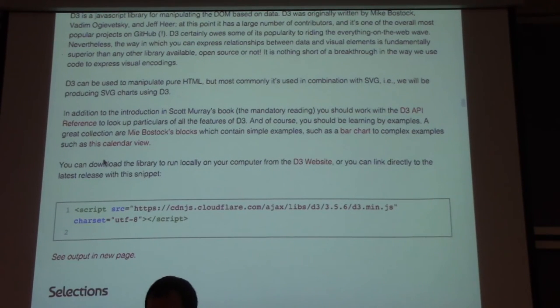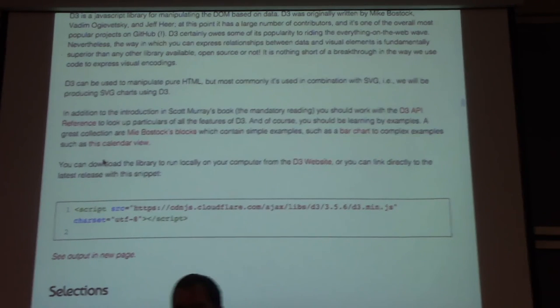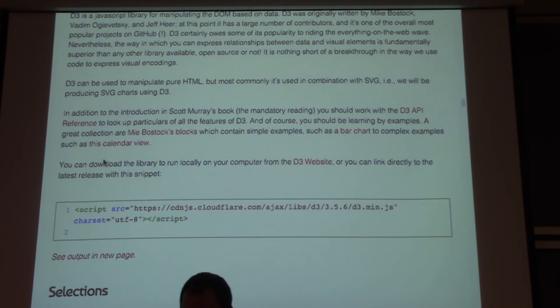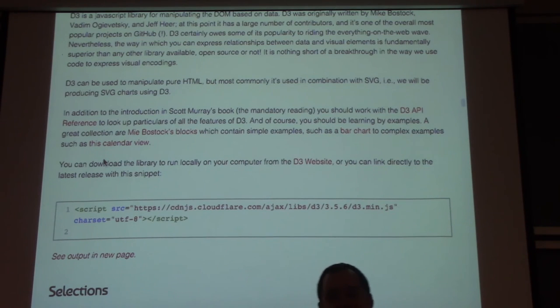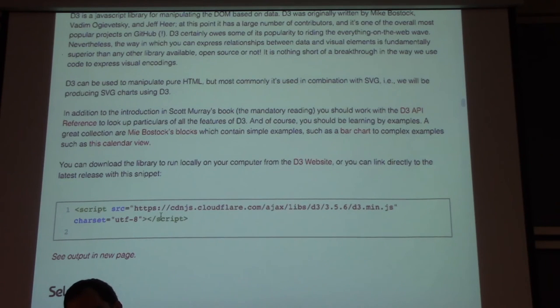There's two ways you can reference D3. A, if you like to work offline, you can simply download D3 and put it in the directory of the code you're working on, and then do this local include. Or you can do this: this is the snippet that you should use for embedding D3 on public websites.